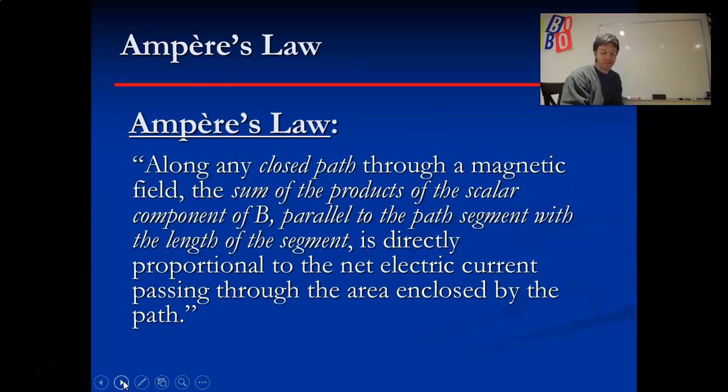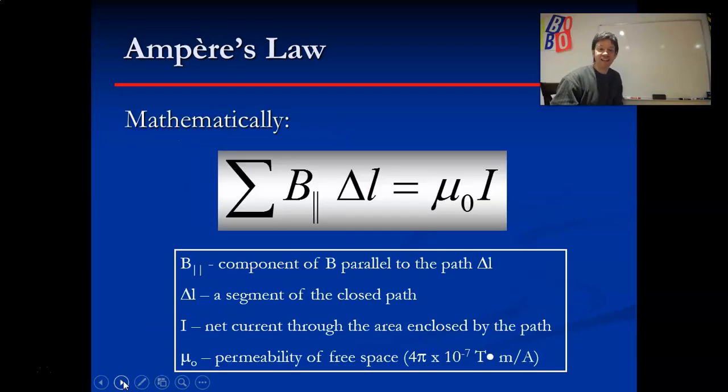Now let's look at Ampere's law. Before I go back to what that proportionality is, this is Ampere's law. Now, it sounds kind of confusing. Let me read it with you and then I'll explain it. It says, along any closed path through a magnetic field, the sum of the products of the scalar component of B parallel to the path segment with the length of the segment is directly proportional to the net electric current passing through the area enclosed by the path. Right? That goes over my head too. It's like, what? It's a lot easier to state it mathematically.